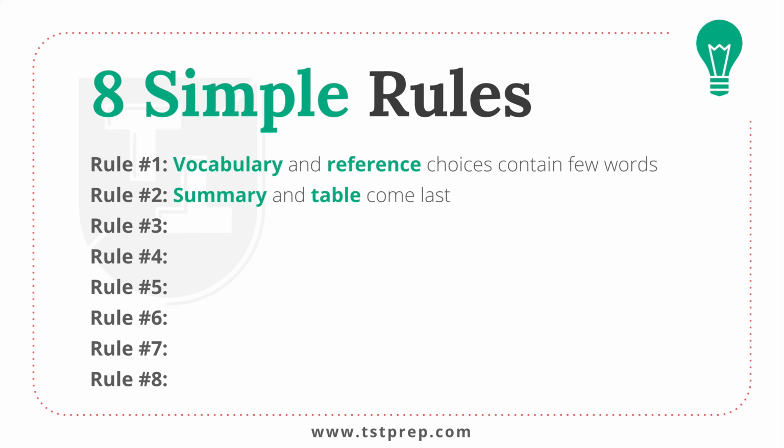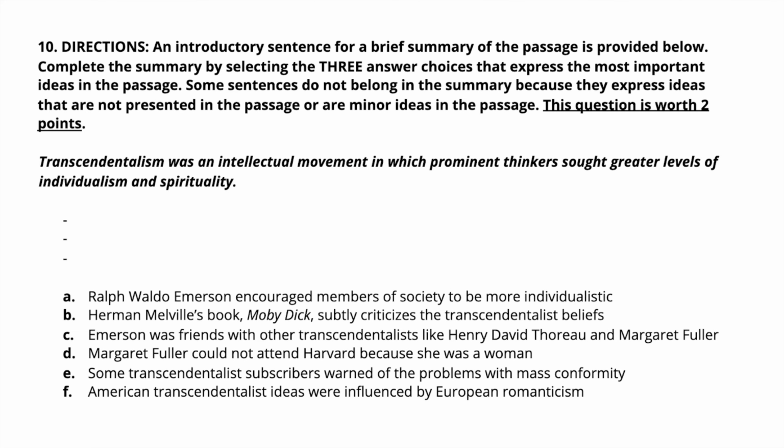Second simple rule is that summary and table questions come last. Table questions are pretty rare. At most, you will see 1 in a TOEFL test. You'll probably have 3 summary questions. They are always question 10. These questions are always question 10 in each passage.